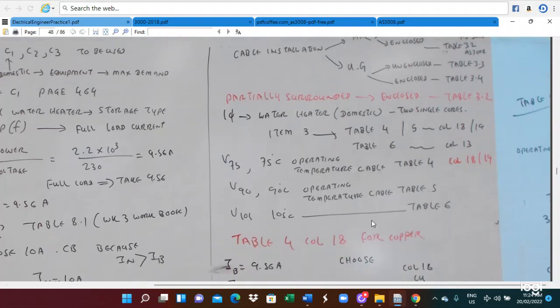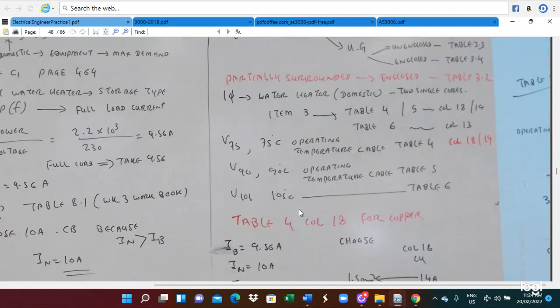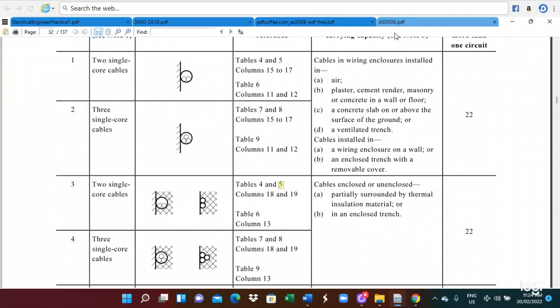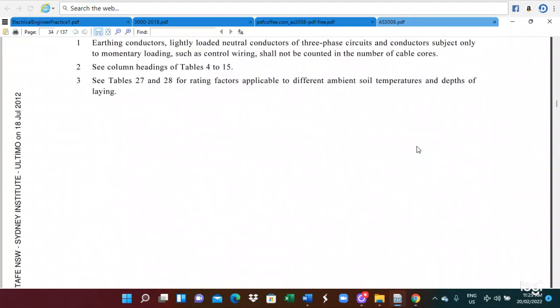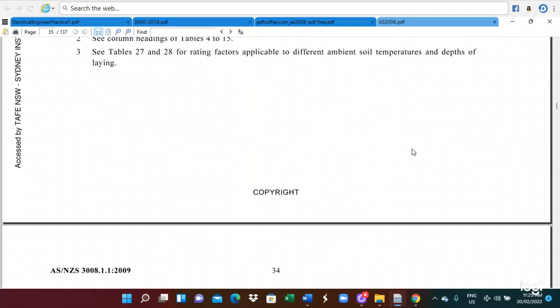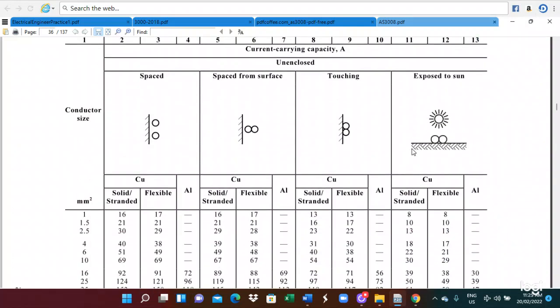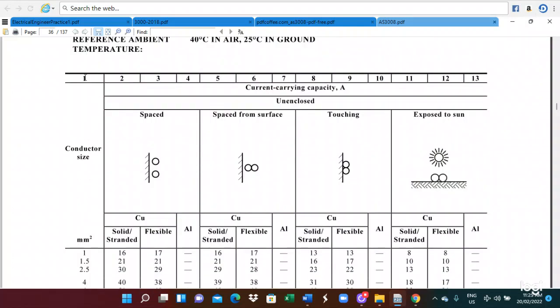So this is the operating temperature. Here we use an operating temperature of 75 degrees centigrade. Therefore, we have to utilize Table 4, column 18 to 19. So we look at Table 4 here. We find Table 4, column 18 to 19. Here are the columns, 1, 2, 3, 4, 5, 6, up to 13. So we don't use those. We use 18 and 19.